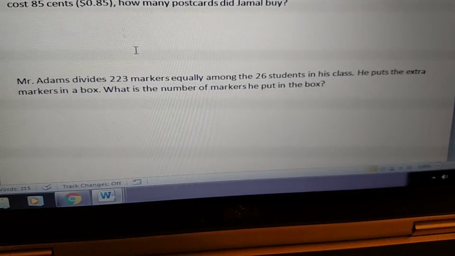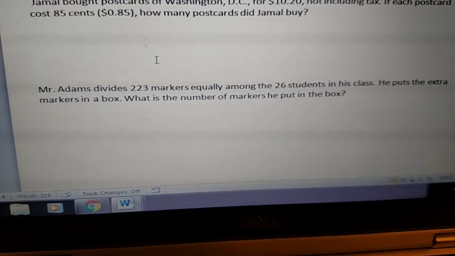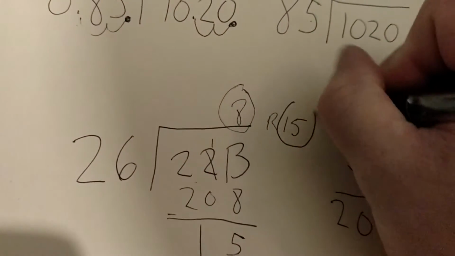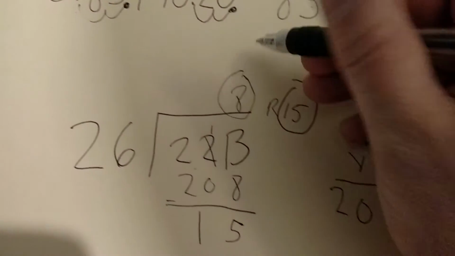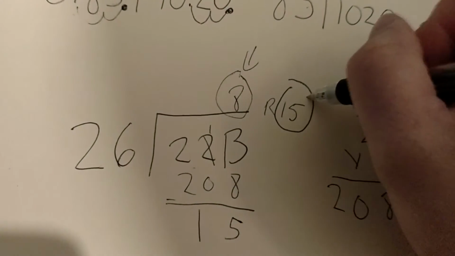So all those extra markers we couldn't share that went in the box, we got to know what that number is. That's our remainder. So the answer to this problem would be 15. He put 15 markers in a box that he couldn't share. So this isn't our answer this time. Our answer this time is actually the remainder.